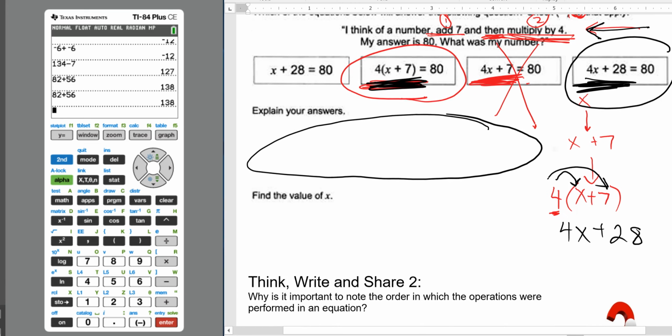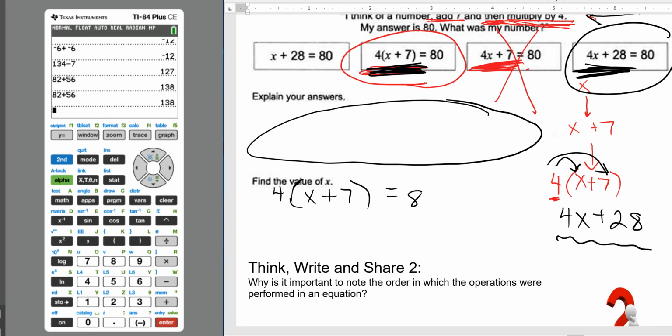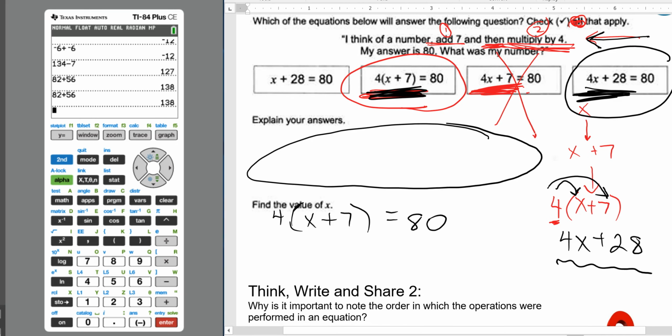Okay, and over here, you're going to explain all of that in your own words. Okay, so to find the value of x, it's up to you. You can solve this one, or we can go back to the original 4 times x plus 7 equals 80. We're going to look at the original only to prove the point about using PEMDAS backward, right? The second thing that we did was to multiply by 4.